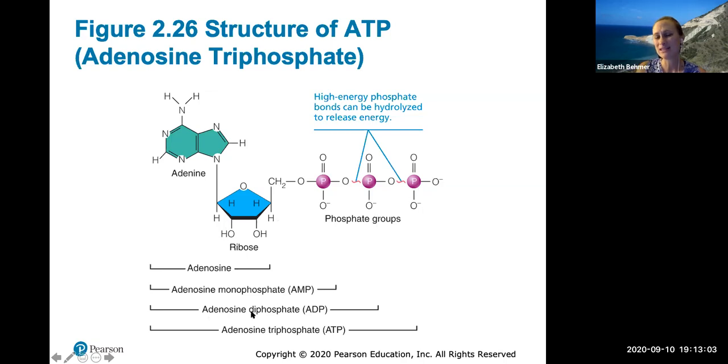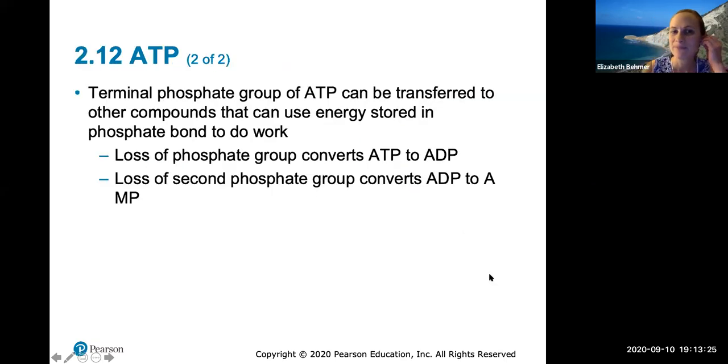We can get an adenosine diphosphate if only 2 phosphate groups are attached, and you can see those in brackets here, or you can get adenosine monophosphate with 1 phosphate group. Adenosine triphosphate, or ATP, gives energy to power all of our chemical reactions when these bonds are broken in between the phosphate groups. So loss of a phosphate group will convert ATP to ADP, and another phosphate group will convert ADP to AMP, or monophosphate.